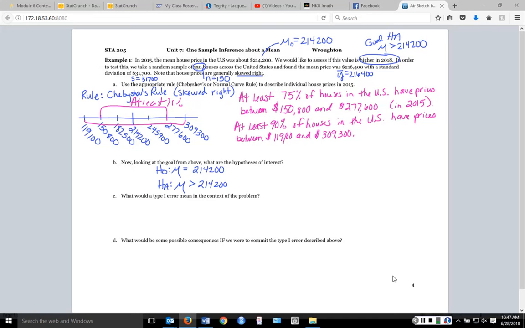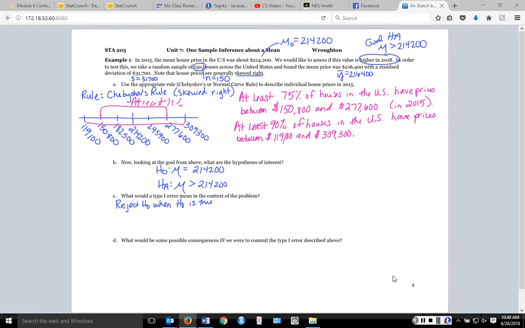Now to go back to something a little bit older as well, we want to talk about what a type 1 error would mean in the context of our problem here. So first, let's remember what a type 1 error is. A type 1 error happens when we reject the null when the null hypothesis really is true. That's the idea of what a type 1 error is generically.